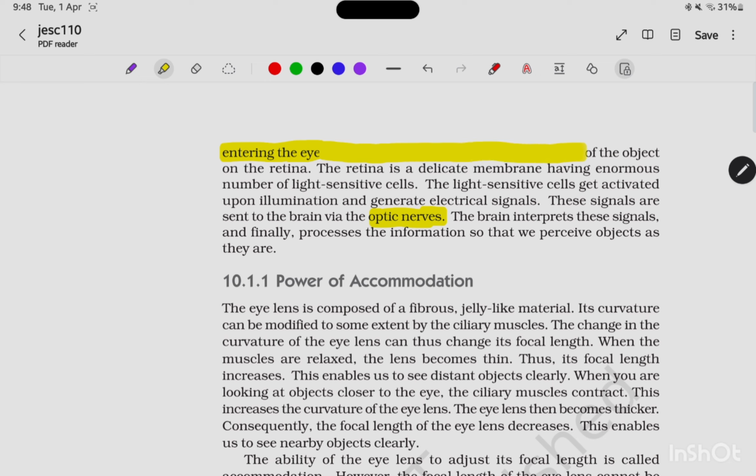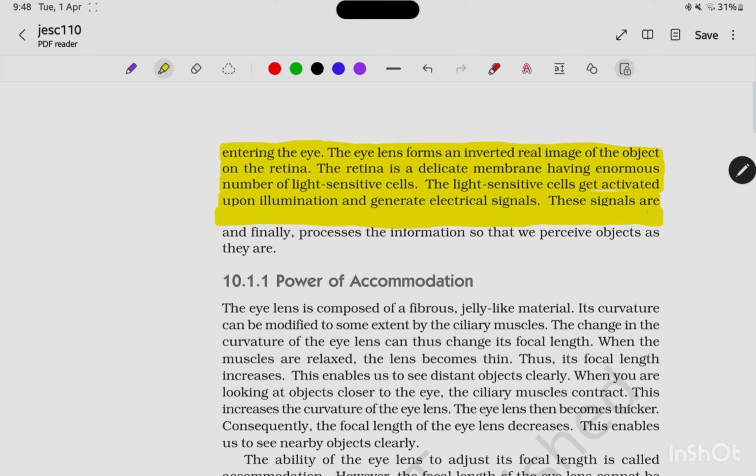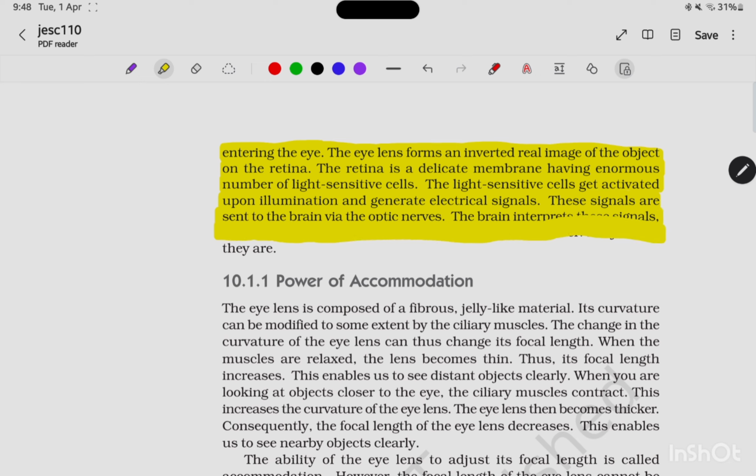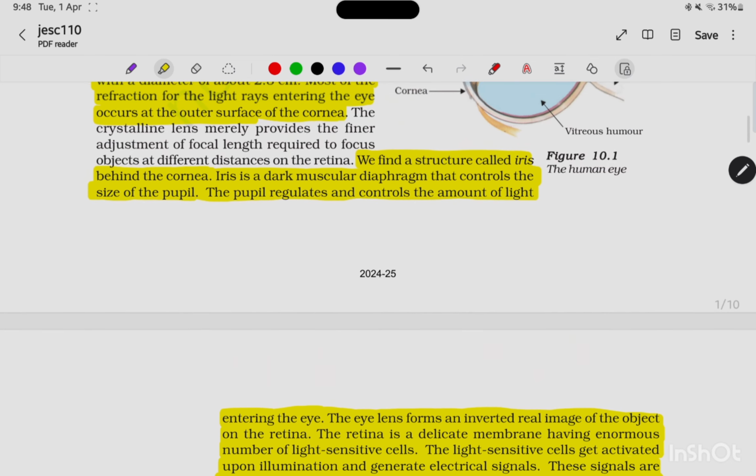So the eye lens forms an inverted real image of the object on the retina. The retina is a delicate membrane having an enormous number of light sensitive cells. The light sensitive cells get activated upon illumination and generate electrical signals. These signals are sent to the brain via the optic nerve. The brain interprets these signals and finally processes the information so that we perceive objects as they are.